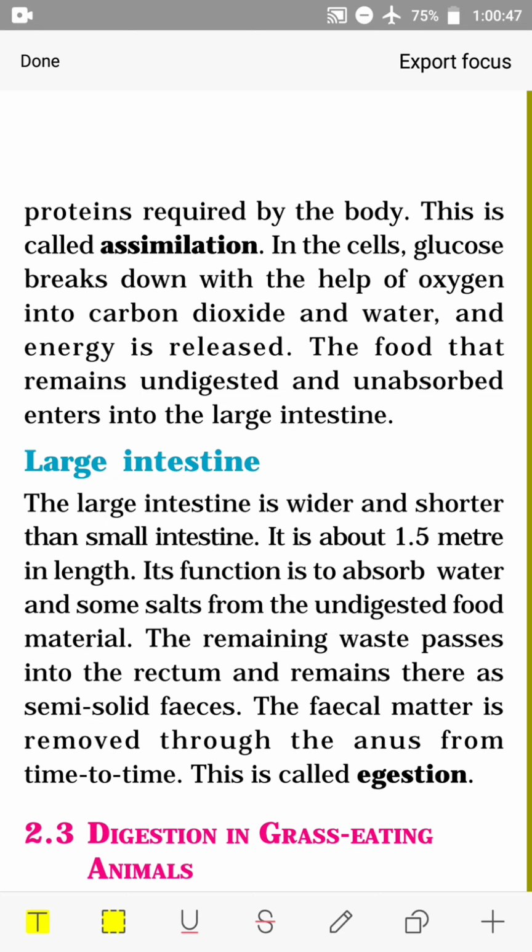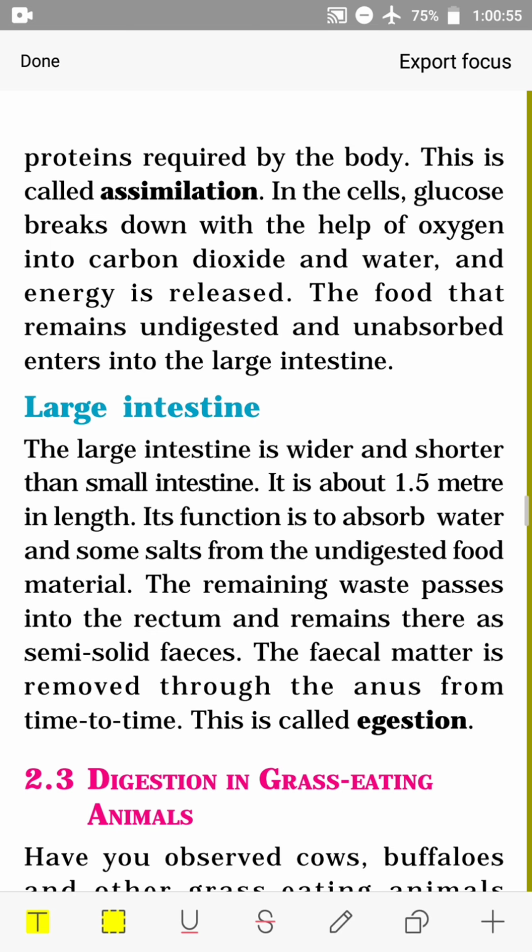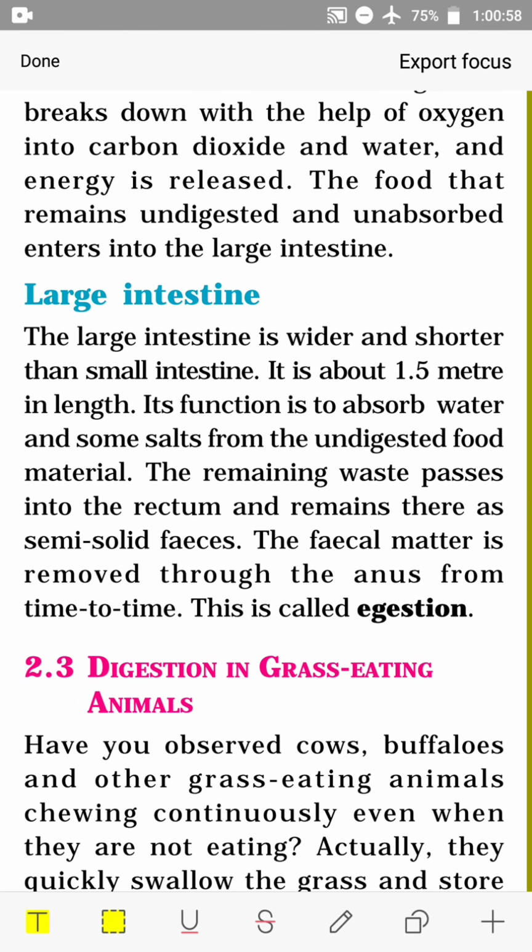The food that remains undigested and unabsorbed enters into the large intestine. This is called egestion. The large intestine is wider and shorter than the small intestine. It is about 1.5 meters in length. Its function is to absorb water and some salts from the undigested food material. The remaining waste passes into the rectum and remains there as semi-solid feces. The fecal matter is removed through the anus. The anus is an opening through which the undigested food is given out from time to time.